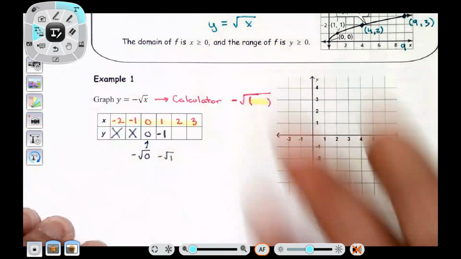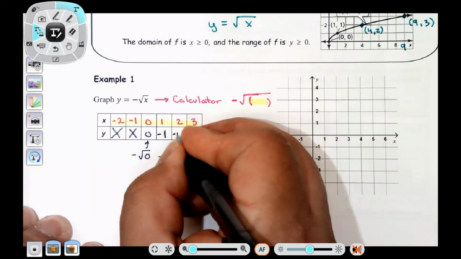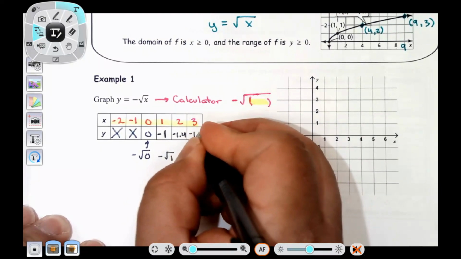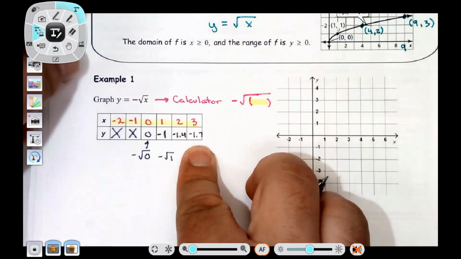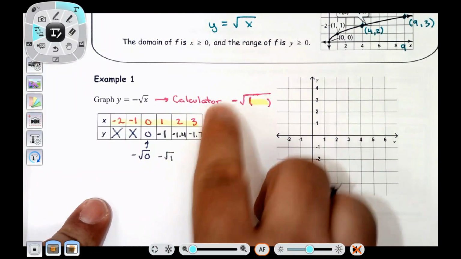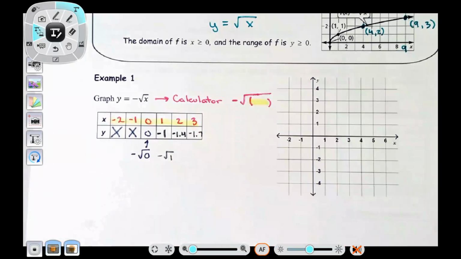Now, if you notice, these are the same numbers from earlier. So it's just going to be negative 1.4 on the calculator and negative 1.7. It's the exact same numbers that we did on top. All I have to do, according to this, is put a negative in front of it. So the question is, well, okay, so what does a negative do to my graph?